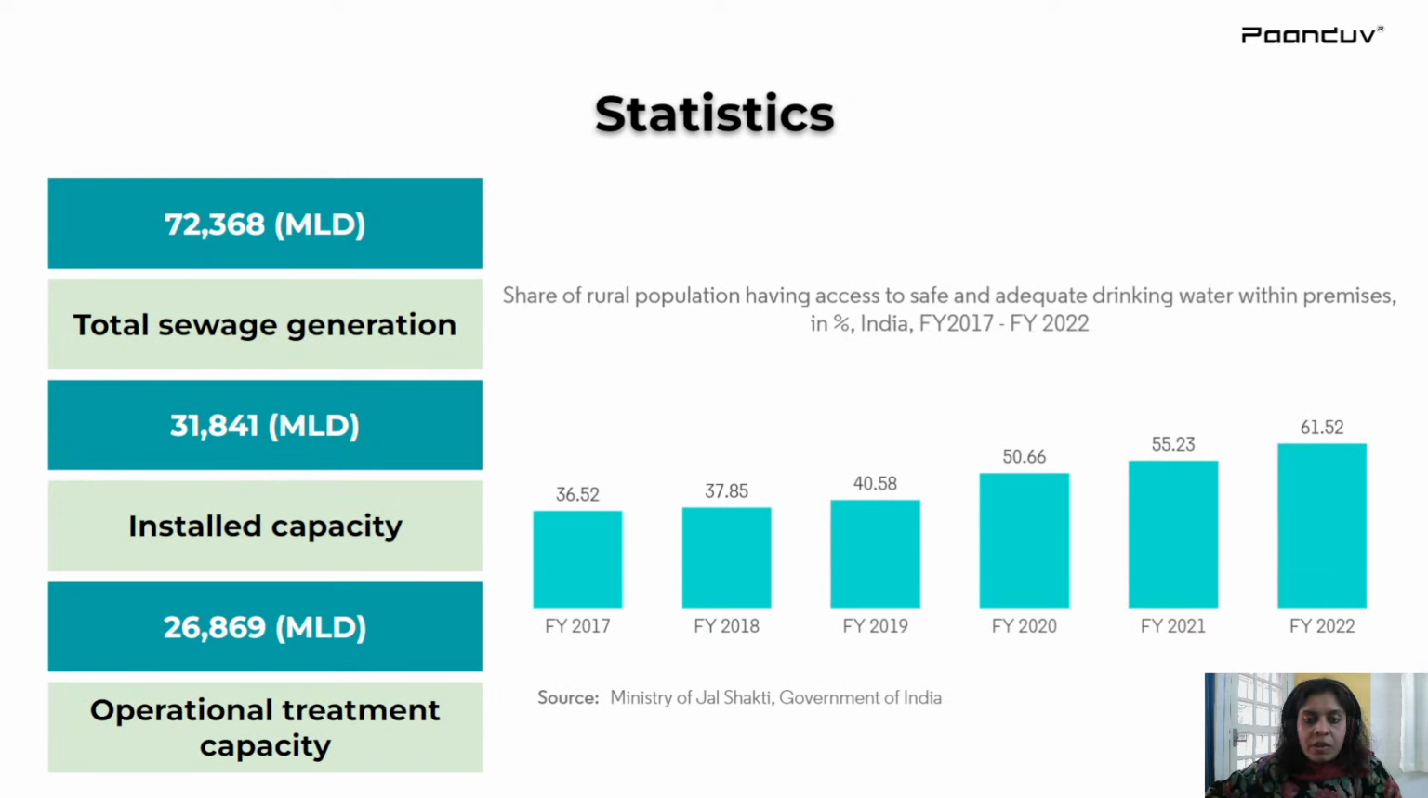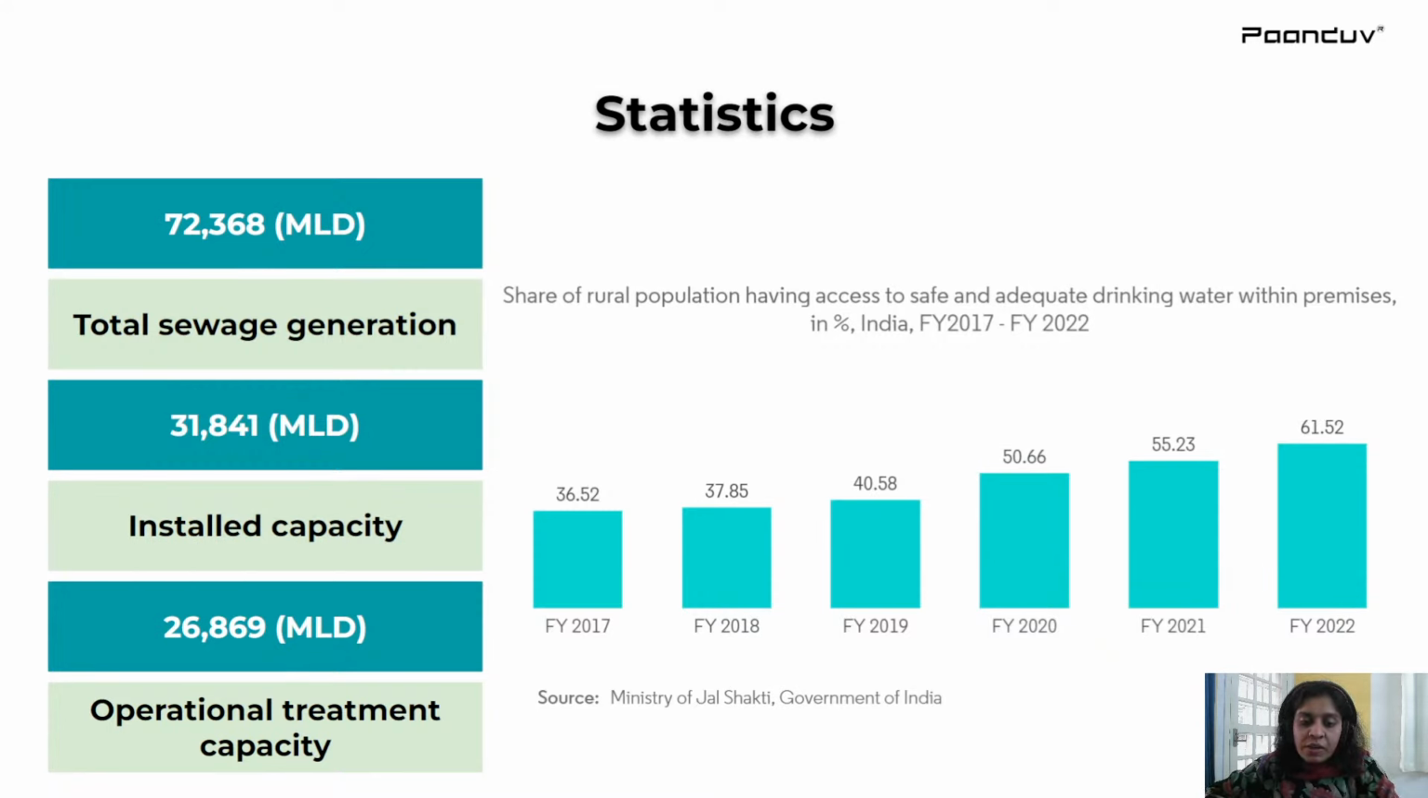Now, if we talk about the statistics that we have currently in India, total sewage generation is about 72,368 million liters per day. The installed capacity is around 31,841 MLD, and operational treatment is only 26,869 MLD. That means there is a huge gap between our operational capacity and the total sewage generation. So this gap needs to be filled rapidly. But there is a good sign.